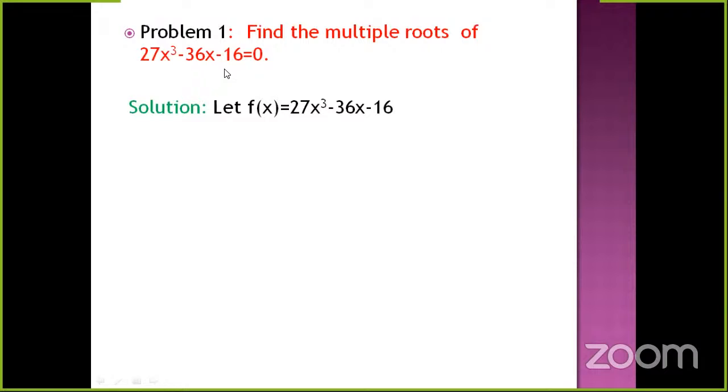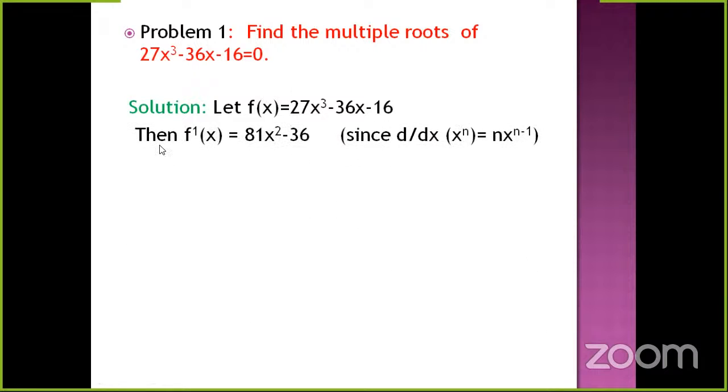For my convenience, I am considering this equation as f of x. So f of x is equal to the cubic polynomial 27x cubed minus 36x minus 16. So I am differentiating f of x here. So f dash of x is equal to. In your previous classes, that is in your first year, you have read about derivatives. So what is the formula d by dx of x power n? That is differentiating with respect to x. d by dx of x power n is equal to n into x to the power of n minus 1. And what is the value of d by dx of x? It is 1. So let us differentiate the expression here.